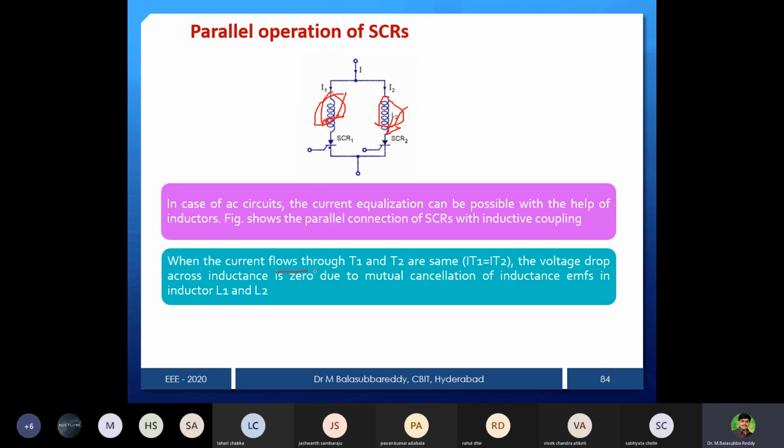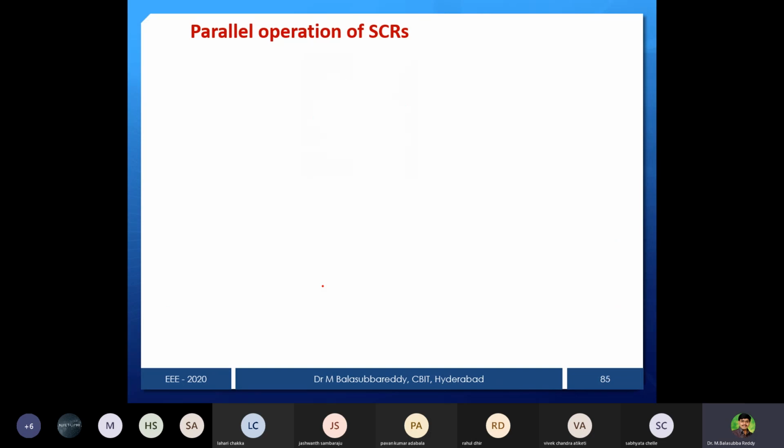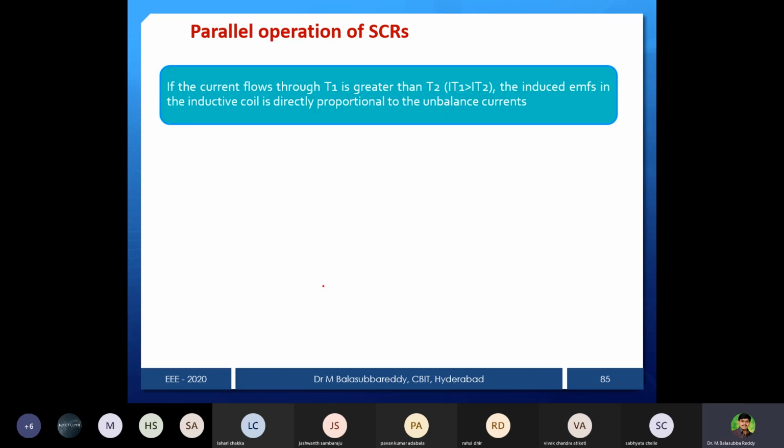Whenever the current flowing through T1 and T2 is the same, then IT1 is equal to IT2. So the voltage drop across the inductor is 0 in normal condition if both SCRs are sharing equally, because of the mutual cancellation of the inductance EMF. But if the current through thyristor 1 is greater than thyristor 2, or vice versa, the induced EMF in a coil is directly proportional to the unbalanced current.